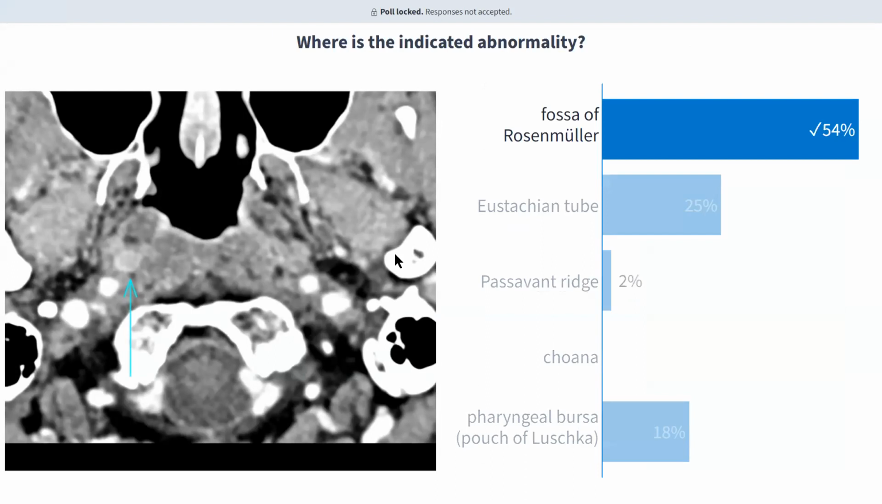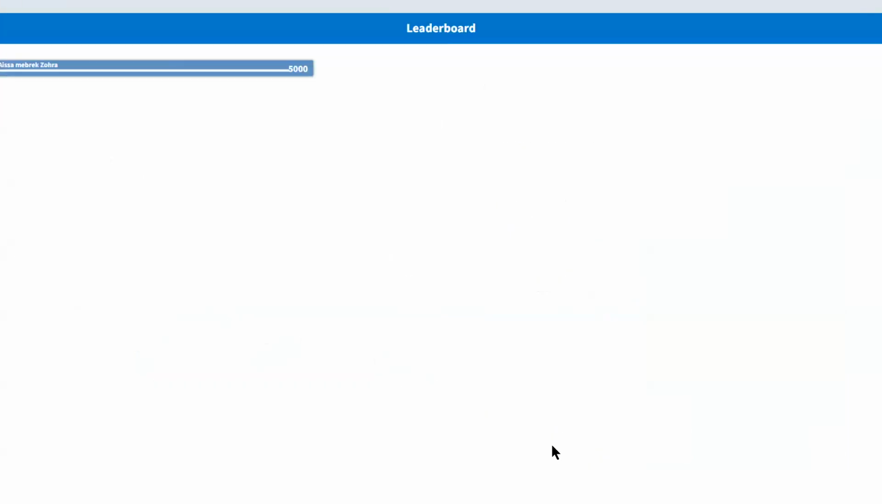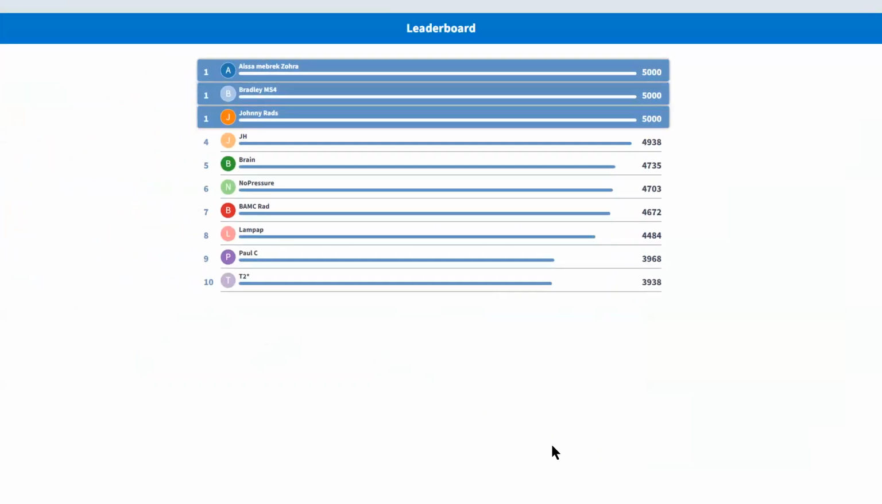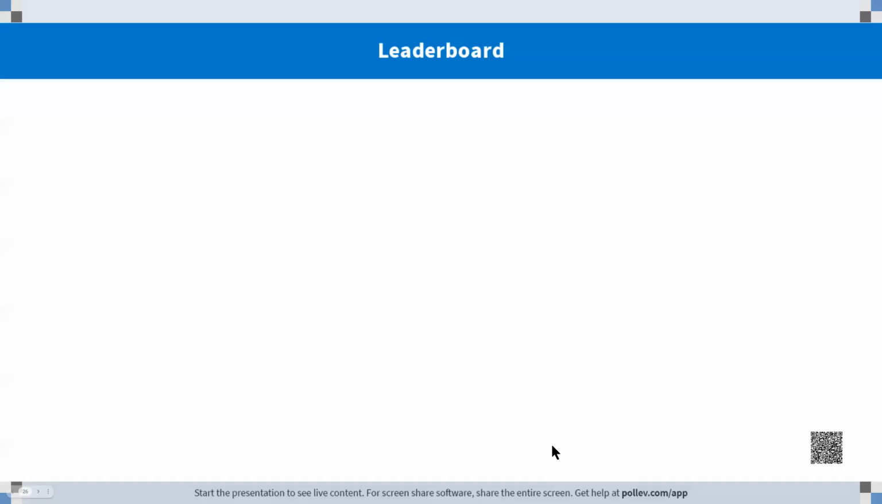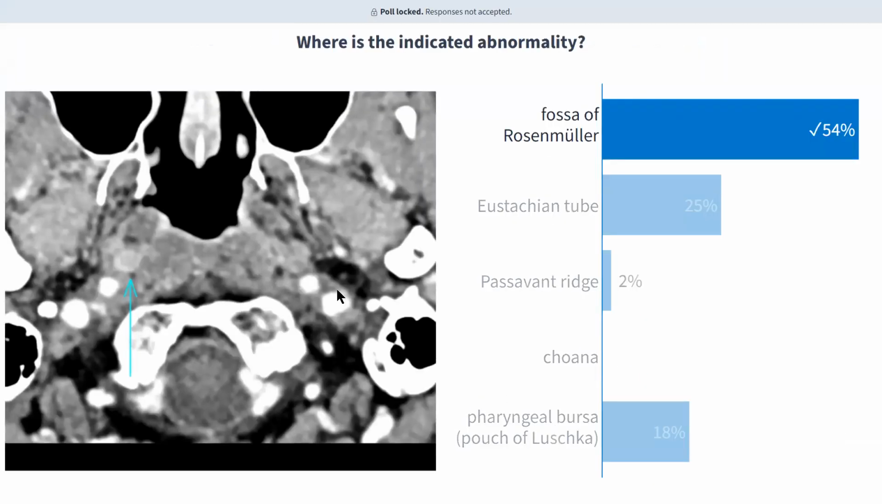Okay, we have a majority getting the answer correct, which is fossa of Rosenmuller. The next most common answer was eustachian tube, followed by pharyngeal bursa. So let's take a look at the leaderboard, and let me point out some structures.